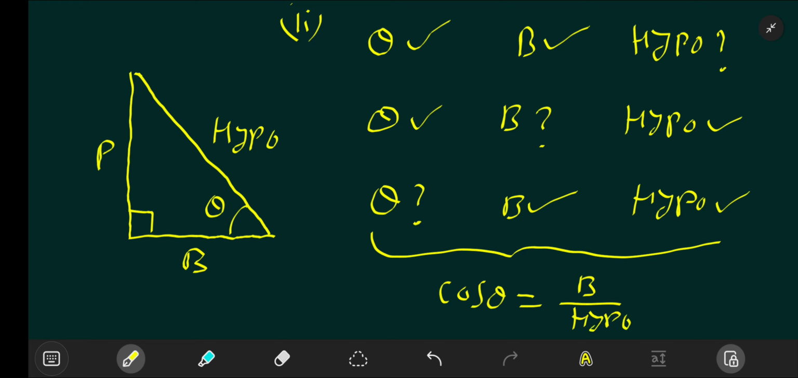In the question, theta, base, hypotenuse are given, and some other value is asked among these three values. When a value is asked, then we have to apply this cos theta, that is equals to base upon hypotenuse, so that we can find out the ungiven value easily. Okay, this is the actual way of selecting the trigonometric function according to the given information. Okay, clear with this?